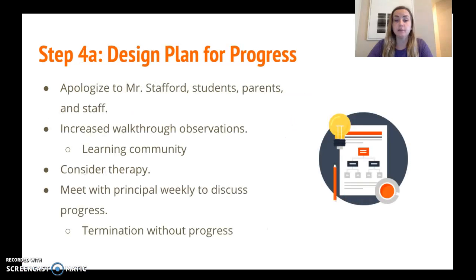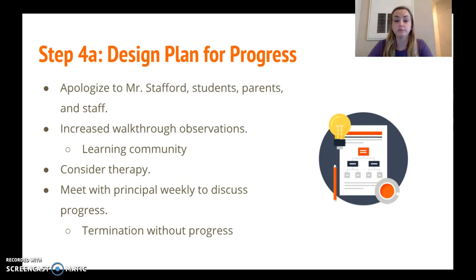We also need to design a plan for progress. So if Mrs. Horton is going to decide, yeah, I'm going to try to progress, I'm going to try to get better, then this is what we're going to do. We're going to sit down together and we're going to design a plan for how that's going to look. First, Mrs. Horton is going to need to apologize to Mr. Stafford specifically, as well as any other parents who have made complaints. And then I think she should issue a general apology to all the students in her class.